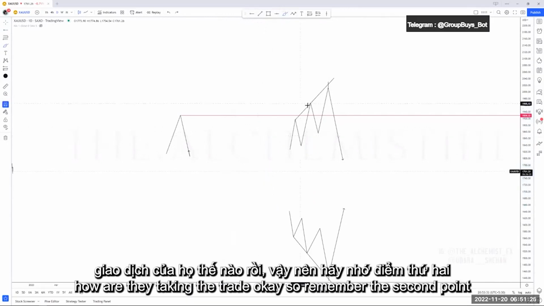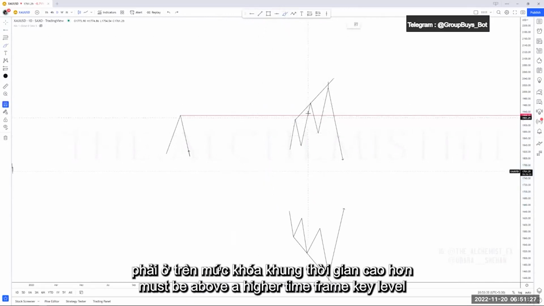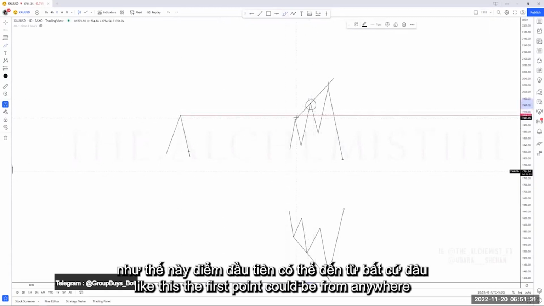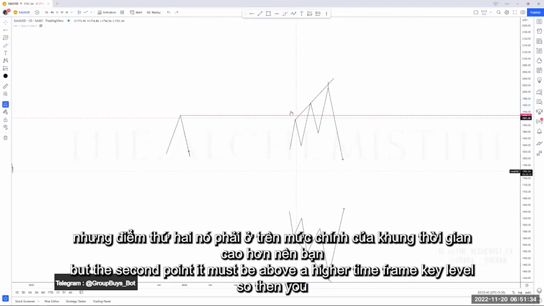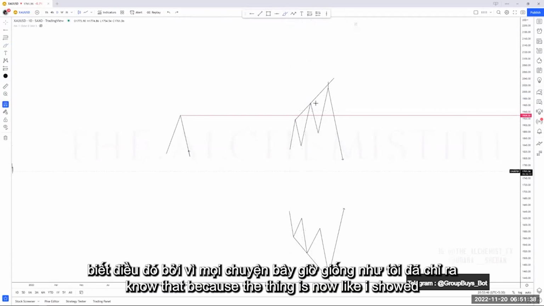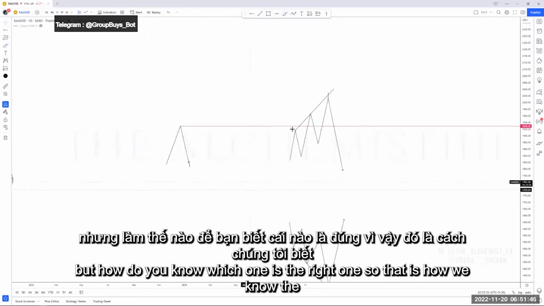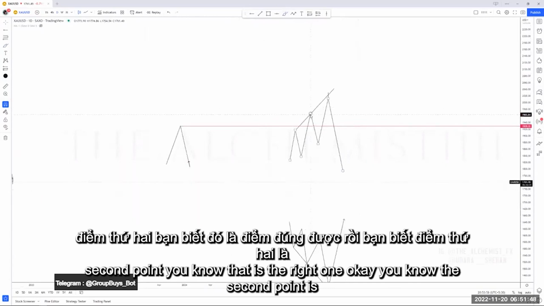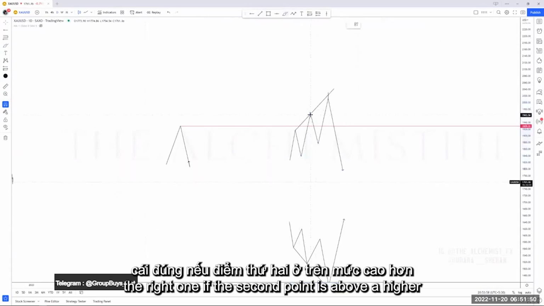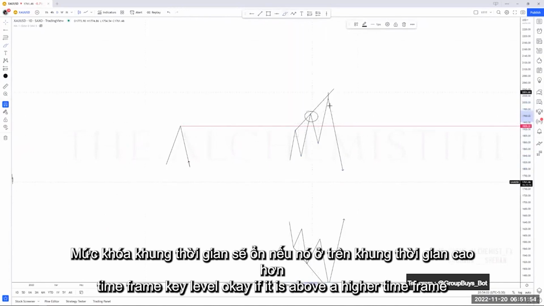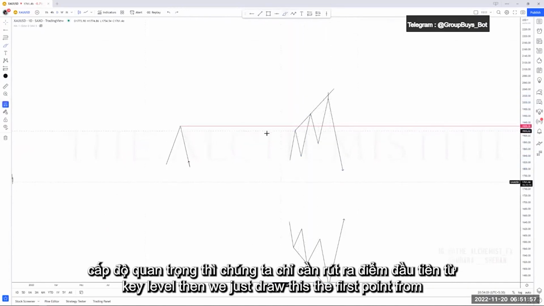So remember, the second point must be above a higher time frame key level. Like this. The first point could be from anywhere, but the second point must be above a higher time frame key level. Because like I showed you, you can just pull out this trend line out of everywhere, right? But how do you know which one is the right one? That is how you know the second point is the right one: if the second point is above a higher time frame key level.